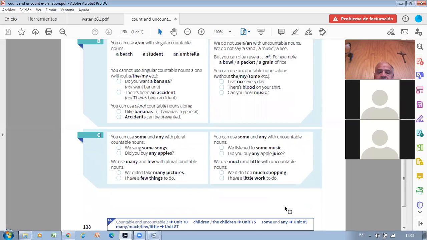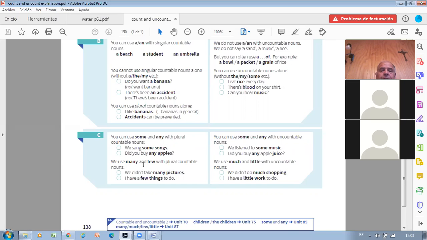Finally, I'm going to read it myself. You can use some and any with plural countable nouns. We sang some songs. Did you buy any apples? Any is usually used in questions and negatives, not in affirmative forms. Did you buy any apples? I don't have any fruit. Some can be used in singular or plural, right?